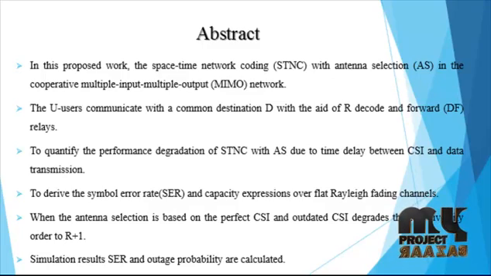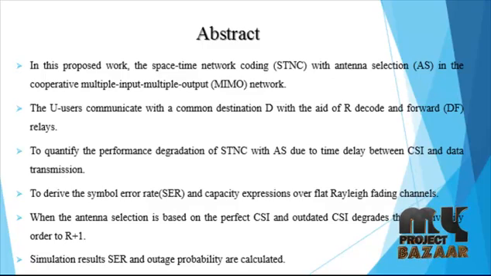Let us discuss the abstract of the project. In this proposed work, we investigate space-time network coding, that is STNC, with antenna selection (AS) in the cooperative multiple-input multiple-output, that is MIMO, network where U users communicate with the common destination D with the aid of R decode-and-forward, that is DF, relays.